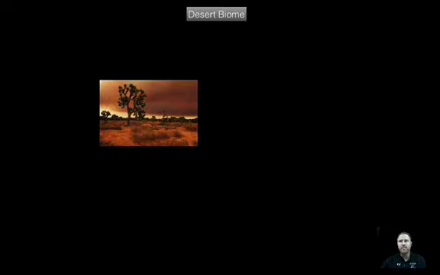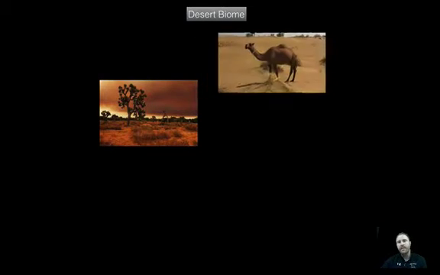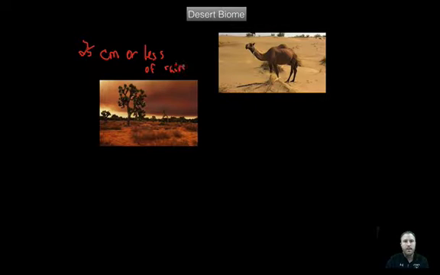Another type of biome is the desert biome. Deserts are areas that receive 25 centimeters of rain or less per year. So if we give a definition, 25 centimeters or less of rain per year is what we would consider to be a desert.